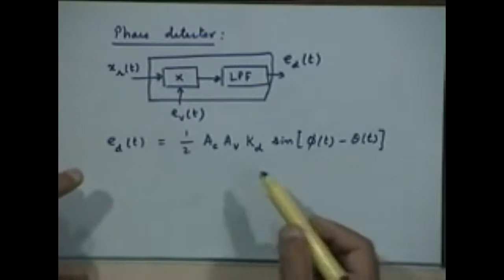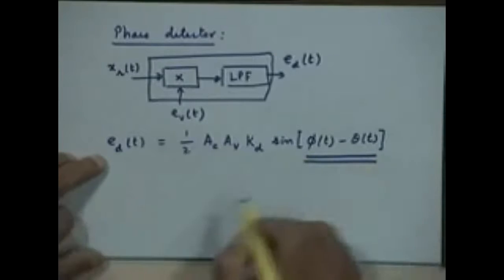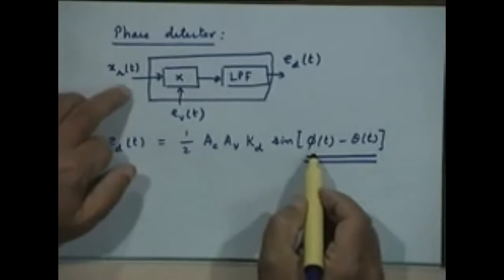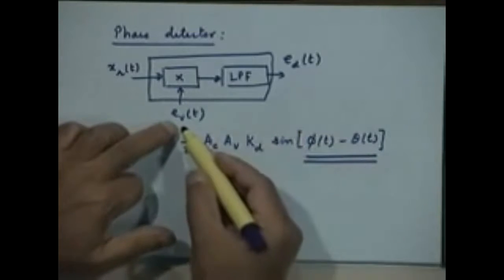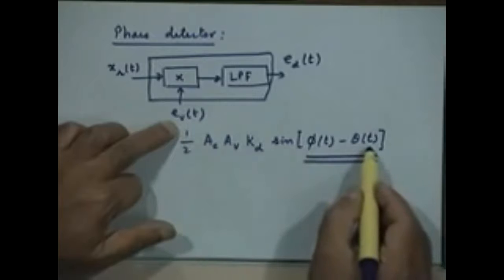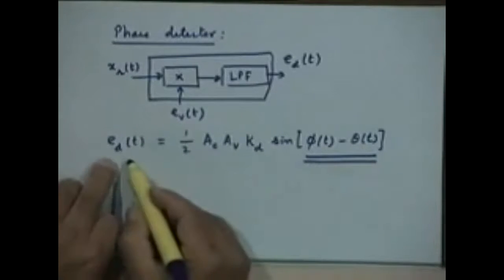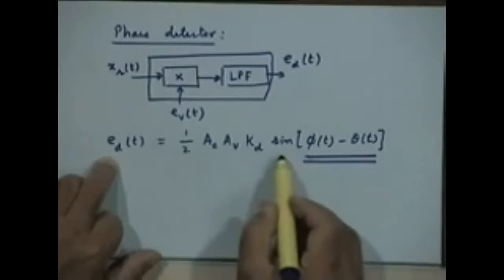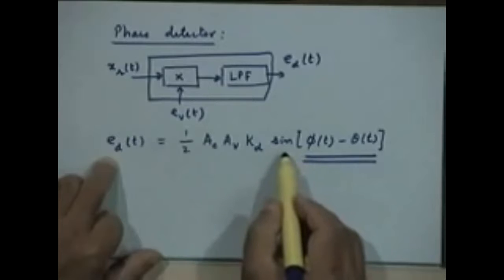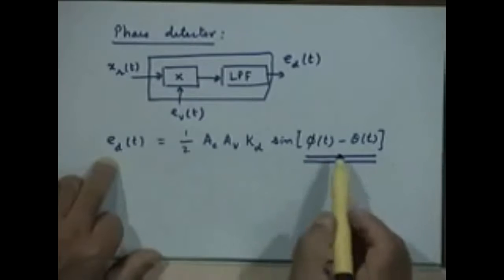As you can see, this output e_d(t) is a function of the instantaneous phase error. If you consider phi of t as the instantaneous input phase and theta of t as the output phase coming from the VCO, then phi of t minus theta of t is some kind of phase error between these two inputs, and you have an output here which somehow depends on this phase error. Of course it is not a linear dependence, there is a nonlinear dependence because of the sinusoid function that is coming into the picture, but nevertheless it is a dependence.